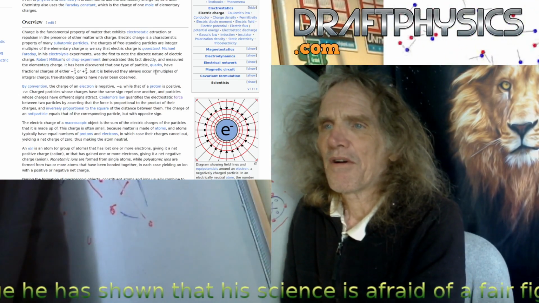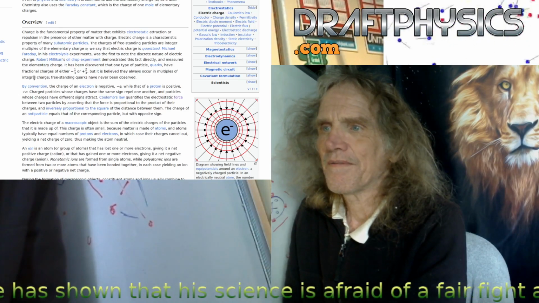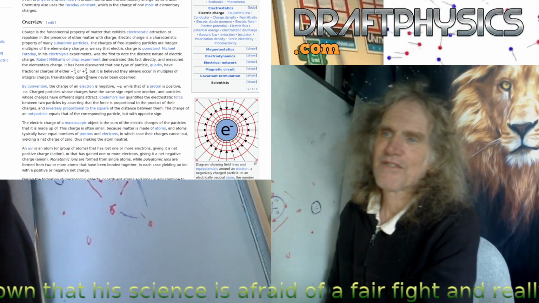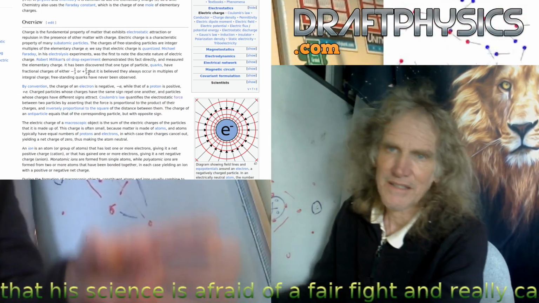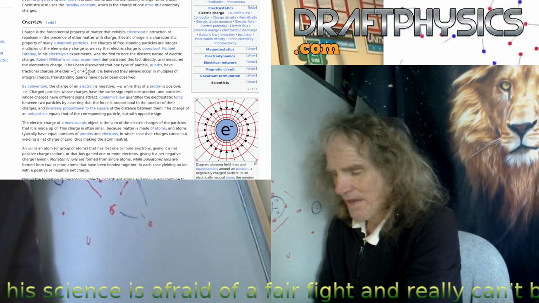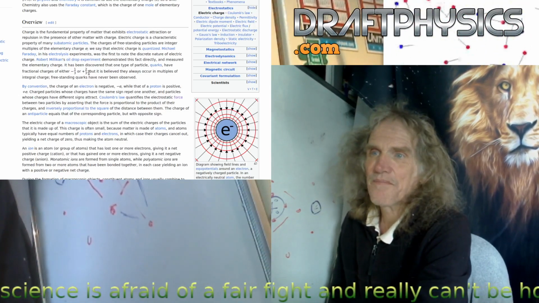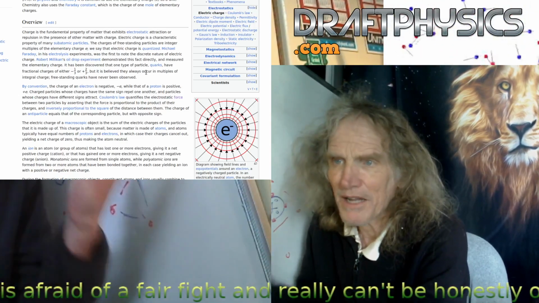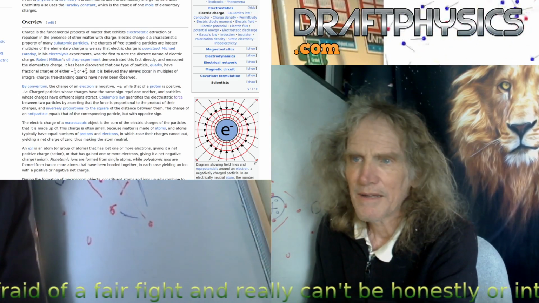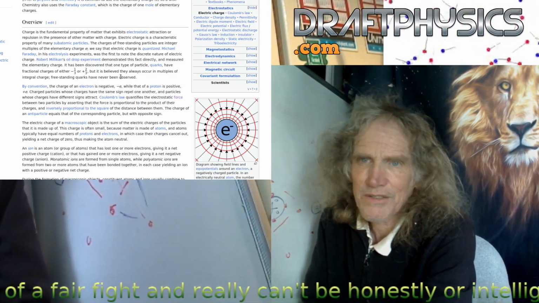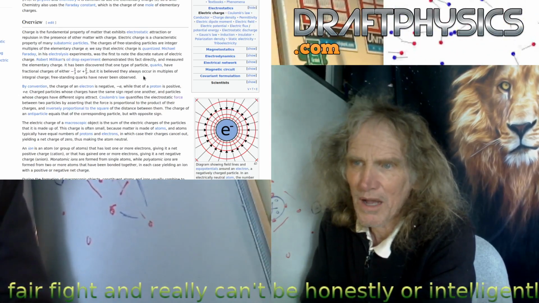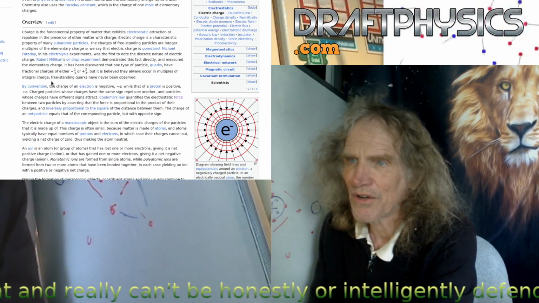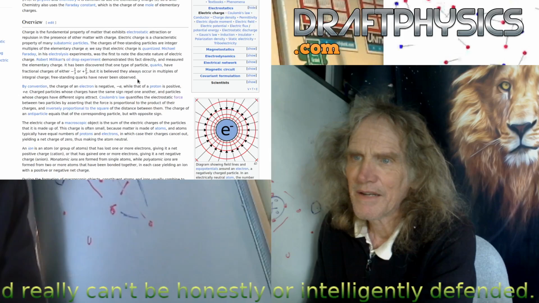That one type of particle, quarks, have fractional charges of either minus 1/3 or plus 2/3. So that's all they say. It's not physics you're going to see. But it's believed they always occur in multiples of, believed by who and believed why? You know, these are fair questions. Believed by who and believed why. They always occur in multiples of integral charge. Freestanding quarks have never been observed.